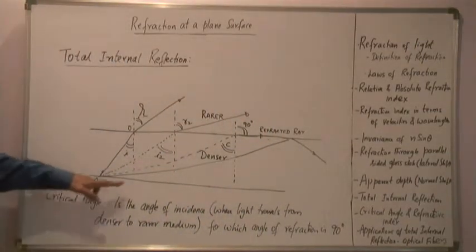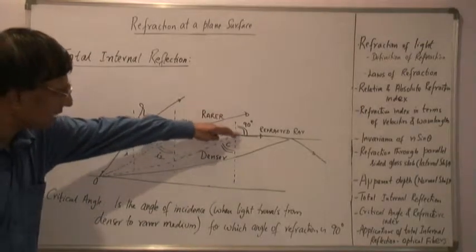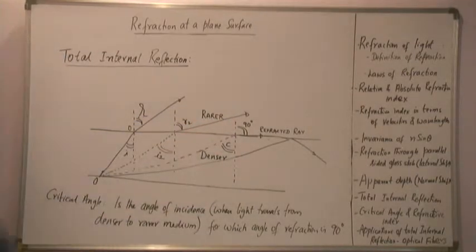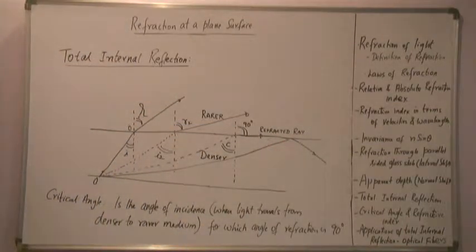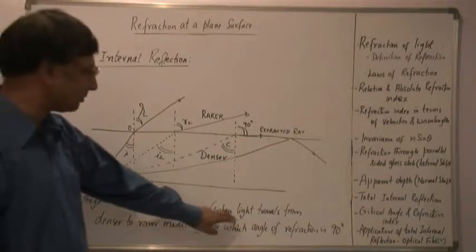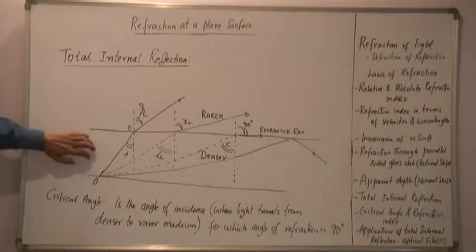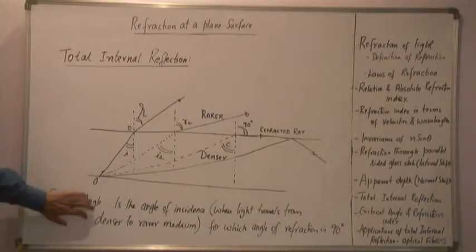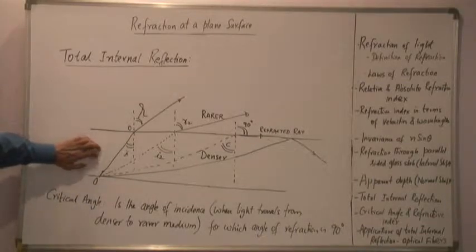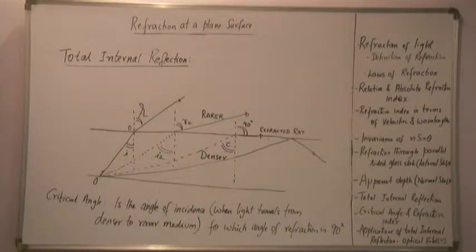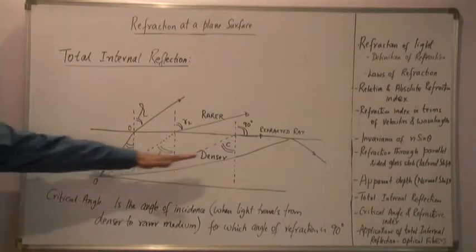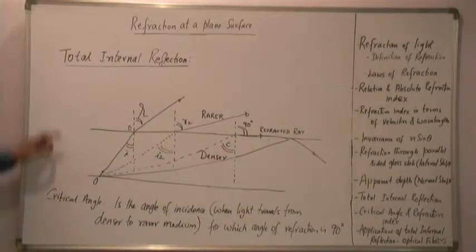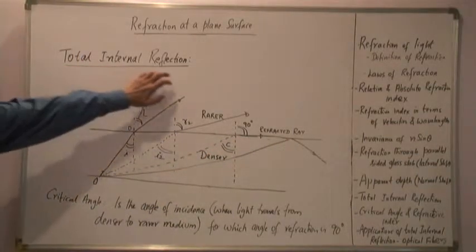So critical angle is the angle of incidence for which the angle of refraction is 90 degrees. That means this refracted ray grazes the surface here. I made a mention here because for this phenomenon to occur, light should be traveling from denser to rarer medium. So this is what we mean by critical angle, and if the light is incident on the surface at an angle greater than the critical angle, then we will find total internal reflection.